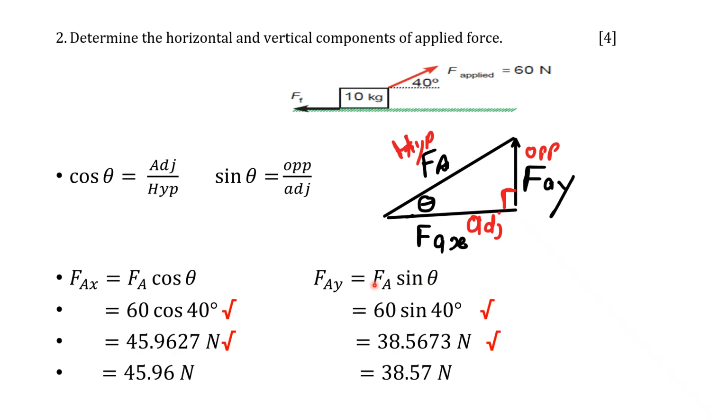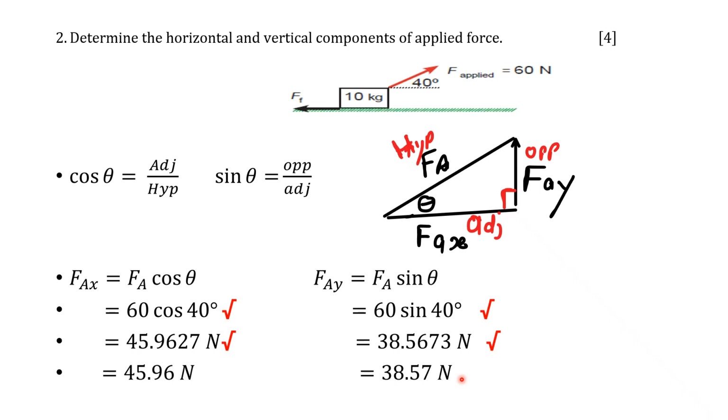Same this side, my applied force is 60. And I have sine of 40 degrees, which gives me 38,5673 newtons, or 38,57. The 7 changes 6 to 7 if you round off to 2 decimal places. Most of the time we only round off in the final answer to make sure we don't make an error along the way. But if they say 2 decimal places, that is what you would round off to.